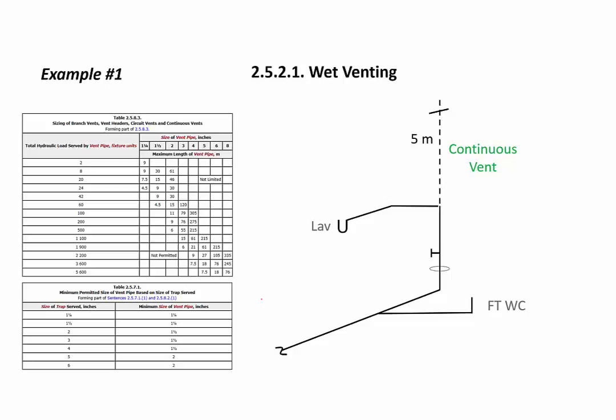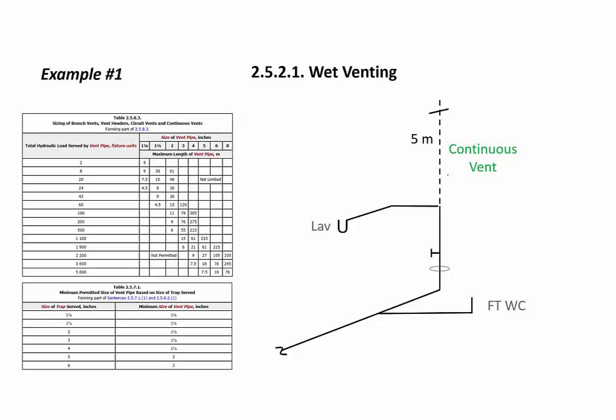Okay, now let's look at the vent. So continuous vent is the name that is associated with this wet vented system. Fixture drain wet vents and branch wet vents will always extend as a continuous vent. And of course, solar waste stack wet vents would extend as a stack vent.